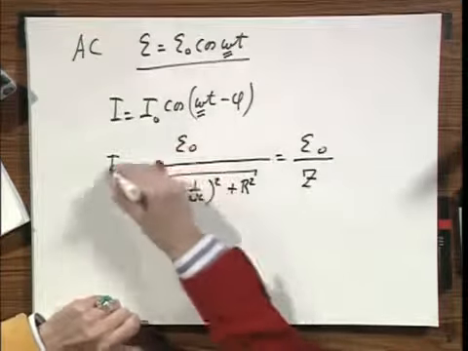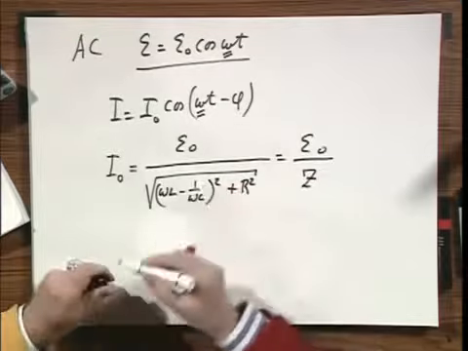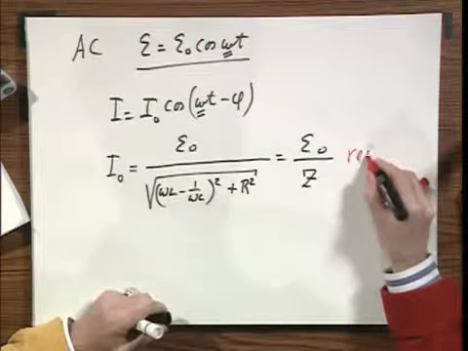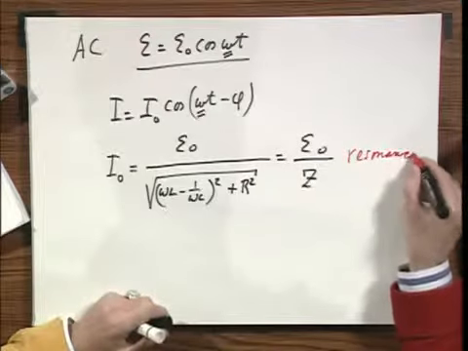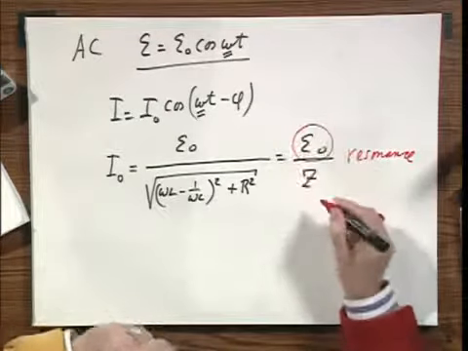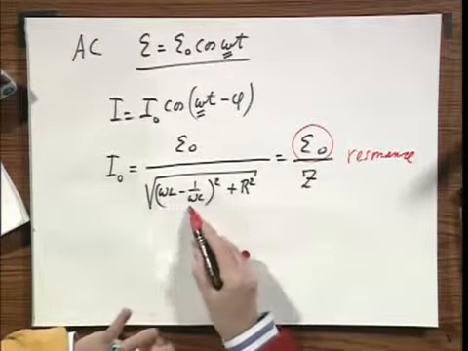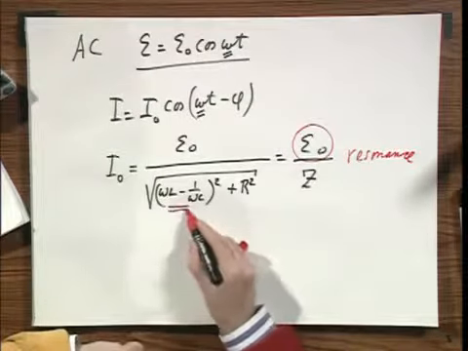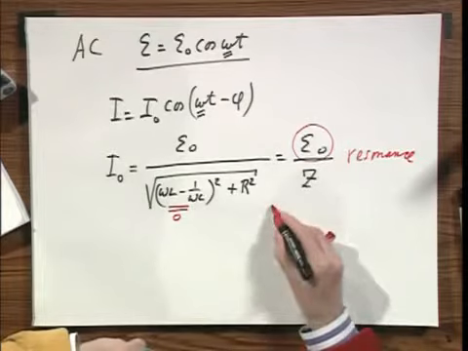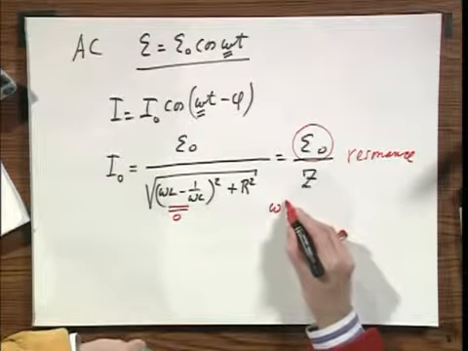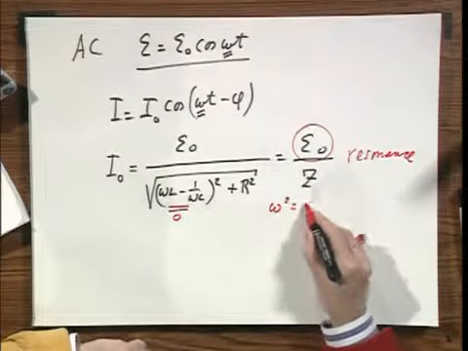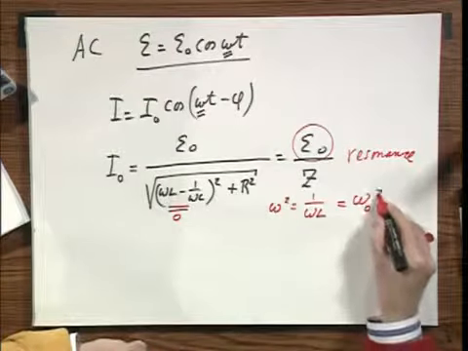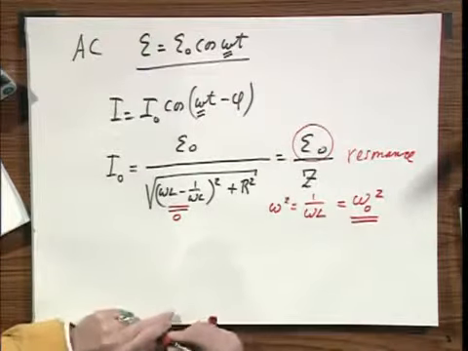This value of I0 reaches a maximum value when we have resonance. Given a value for E0, if I change the frequency of the driving voltage, I get a maximum when this equals 0, and that's the case when omega squared equals 1 over LC, and we call that omega 0 squared.